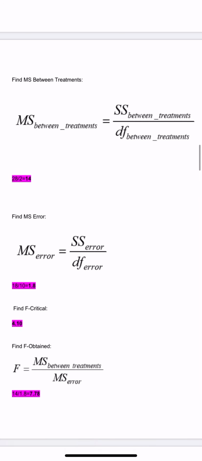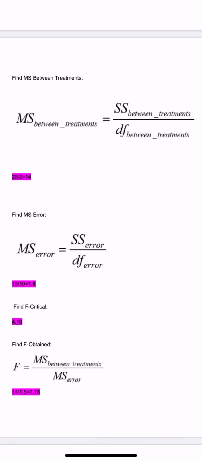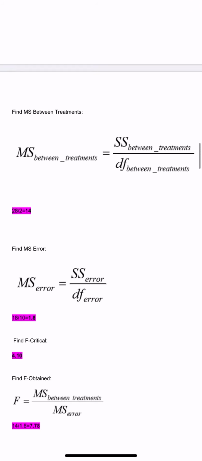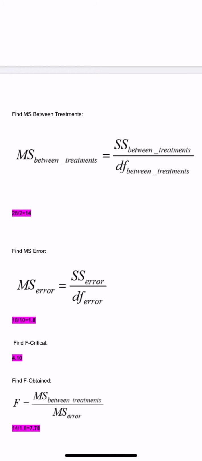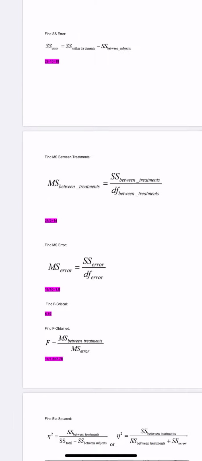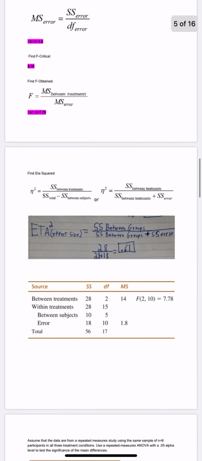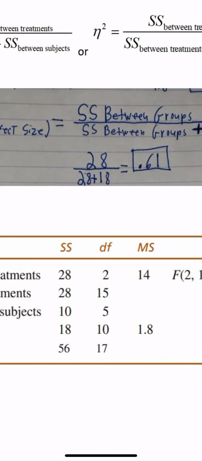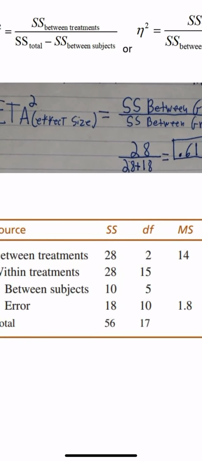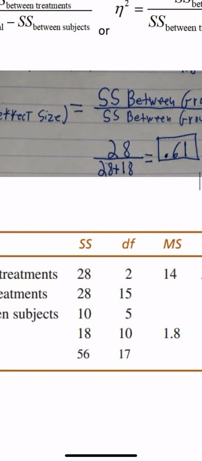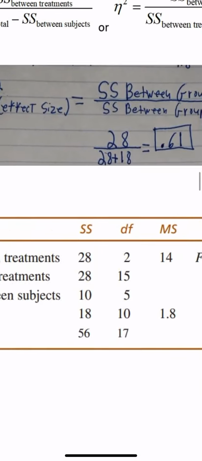F critical, you're going to go to the table and use the degrees of freedom of between and the degrees of freedom of error. Okay, so the degrees of freedom between was 2, and the degrees of freedom of error was 10, right? 2 and 10. And we calculated those above.